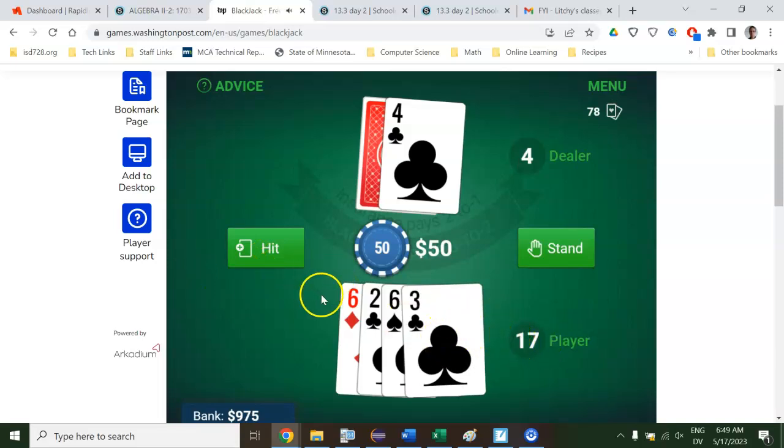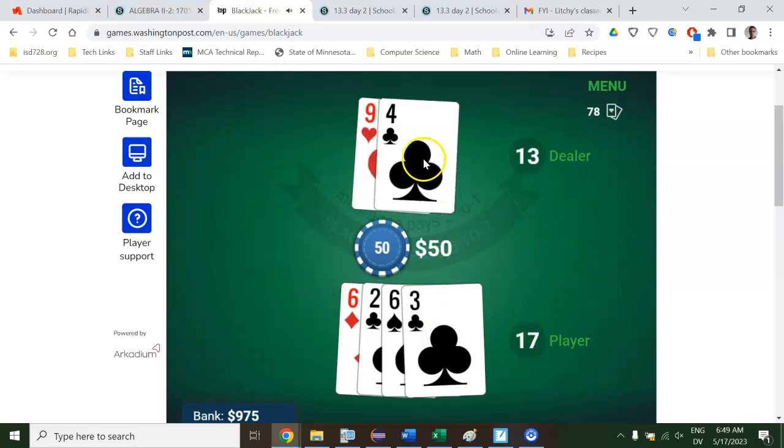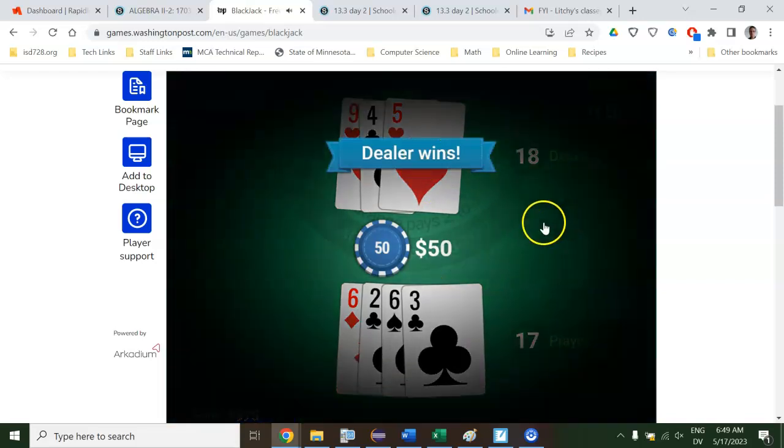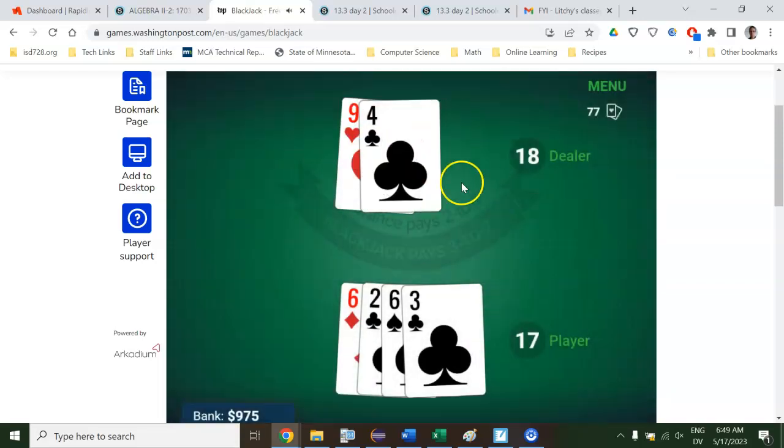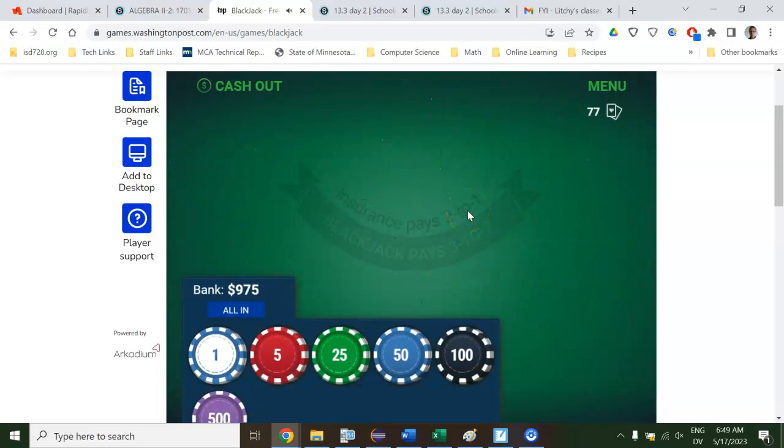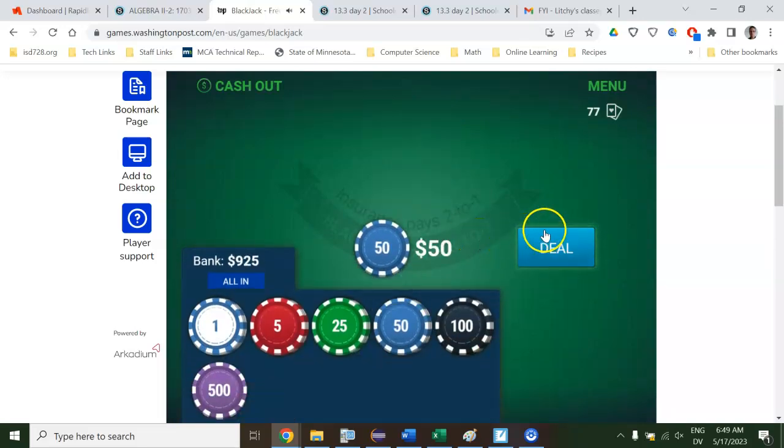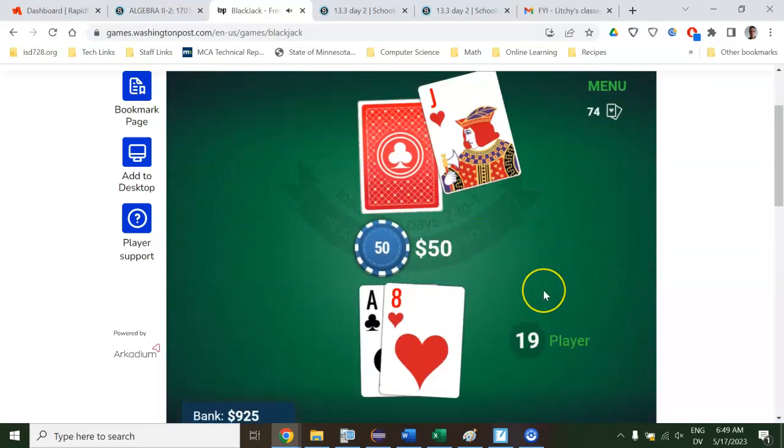And again, I'm getting pretty close to 21. So now I'm going to stand and see what happens. So they have a 13, and then they get to 18, so they beat me. And again, the dealer stops, not when he beats me, but he stopped there because he was over 17. Okay, I'll play a couple more.